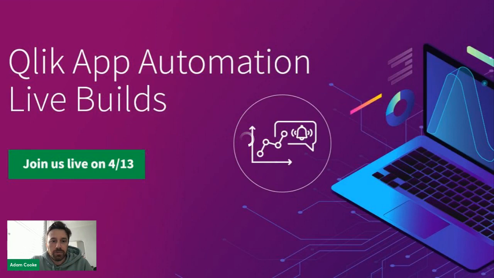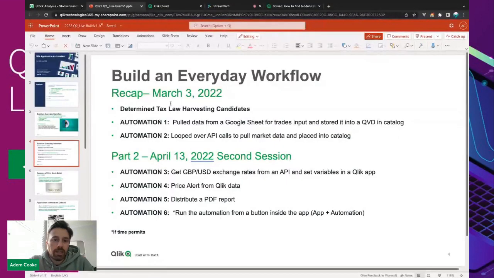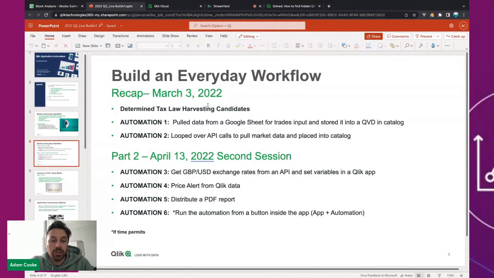In the first episode, you would have seen that we used Qlik application automation to generate some QVDs from a couple of data sources, specifically Google Sheets, and also from an open API called Alpha Vantage. And we were looking at how we could use that data to potentially create a Qlik app that would help us with tax loss harvesting. So seeing what the performance of our shares would be over an entire portfolio.